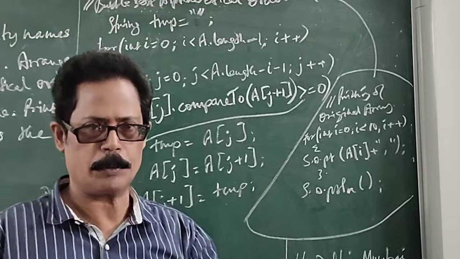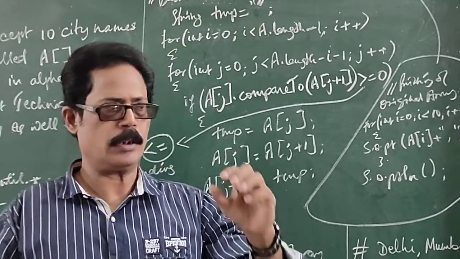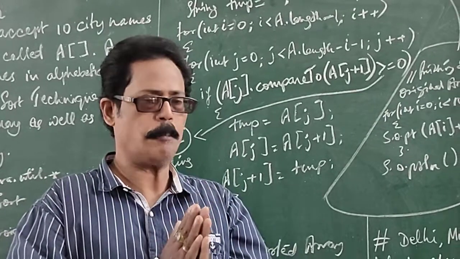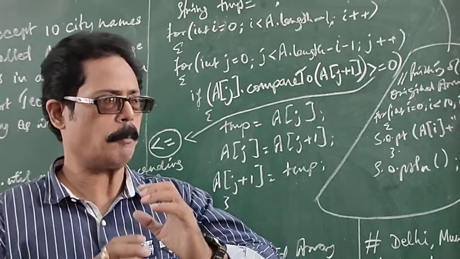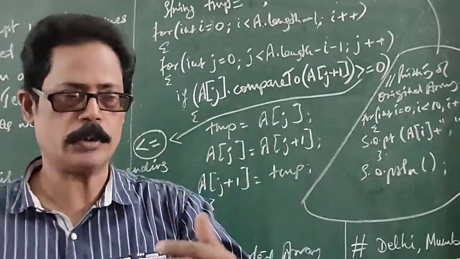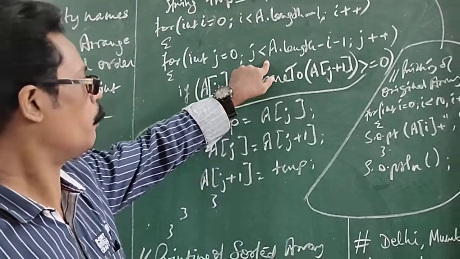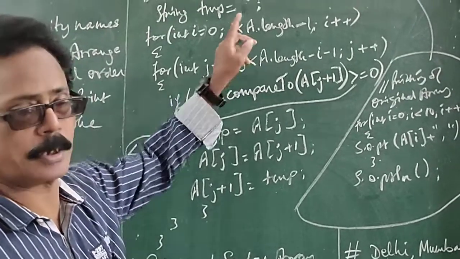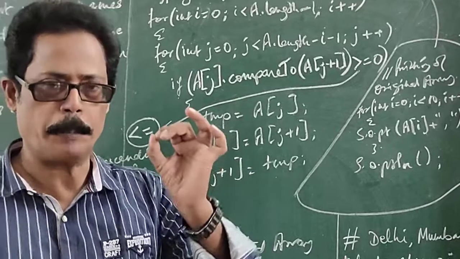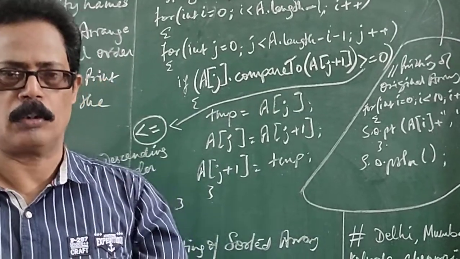Now what does j represent? In every pass or in every iteration there are comparisons. So the total number of comparisons present in every iteration or every pass is denoted by the j loop. So remember, the i loop represents the number of iterations or number of passes, whereas the j loop represents the number of comparisons that are carried out.